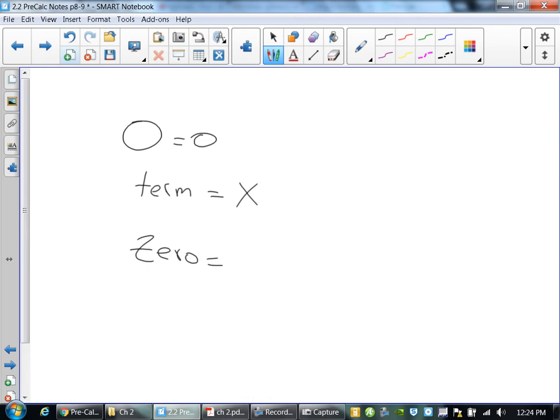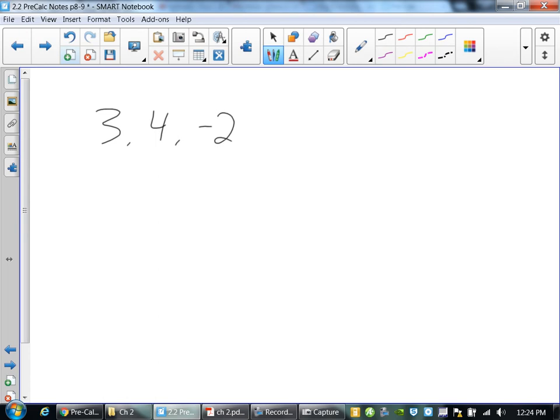We're going to do complex numbers after synthetic division. So basically what I'm looking at here is if you have zeros that are more than 2 degrees, so if you have 3, 4, and negative 2, what becomes your polynomial? What would you do?